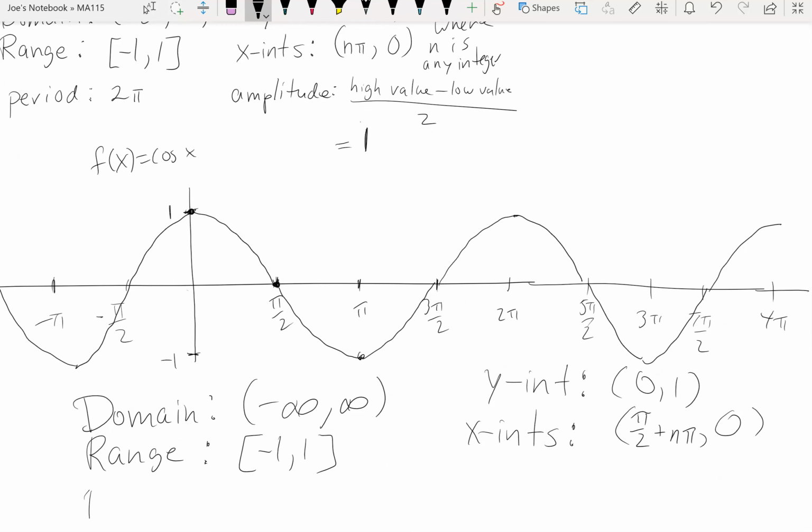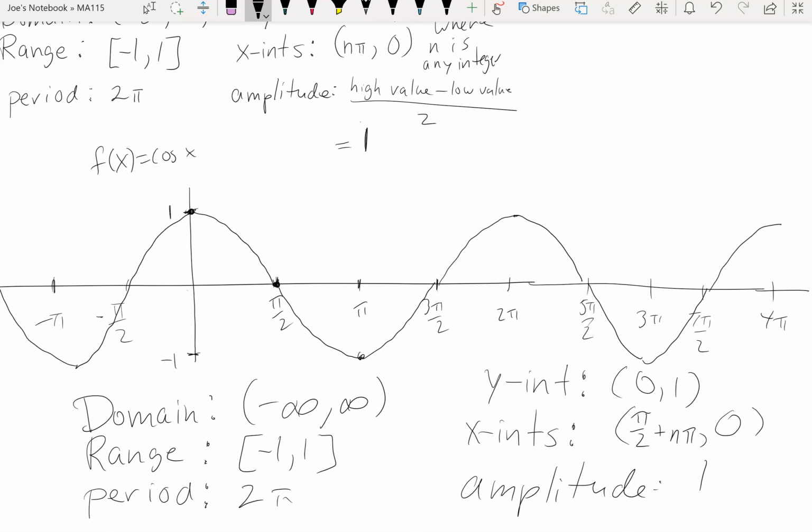How about the period? How long did it take to repeat again? 2 pi. And how far up does it go from the middle? 1, right? How far up or how far down? So the amplitude here is 1. Does that make sense? Still write it down. Gotcha.